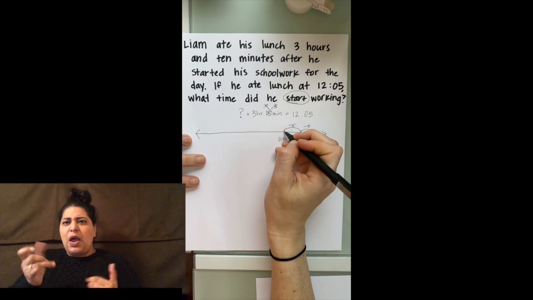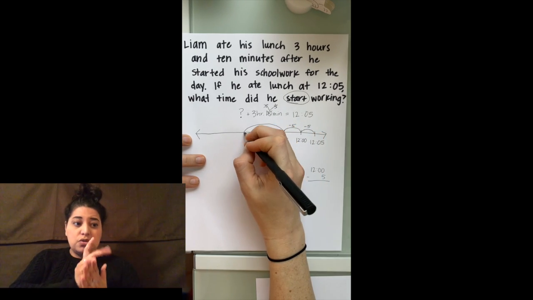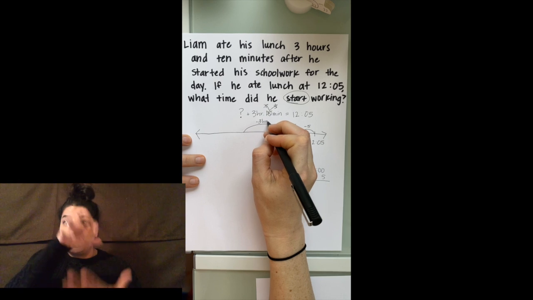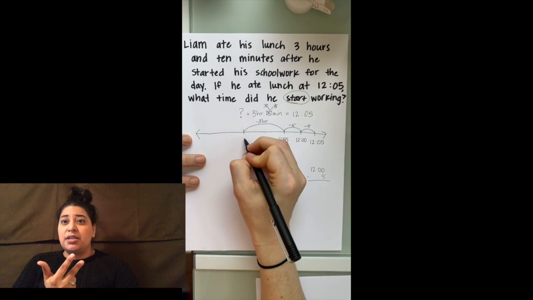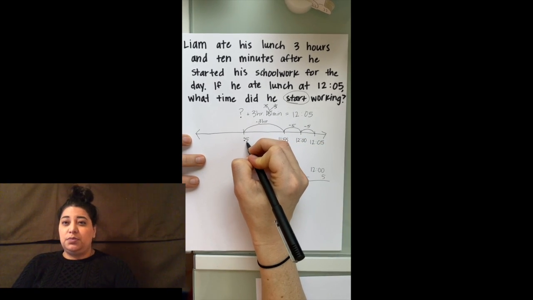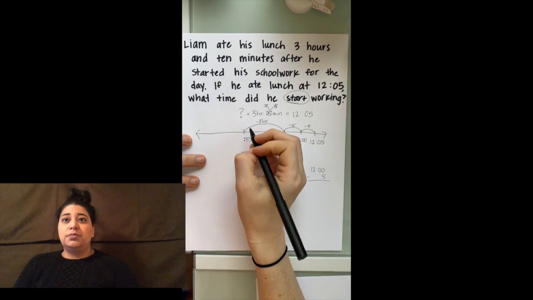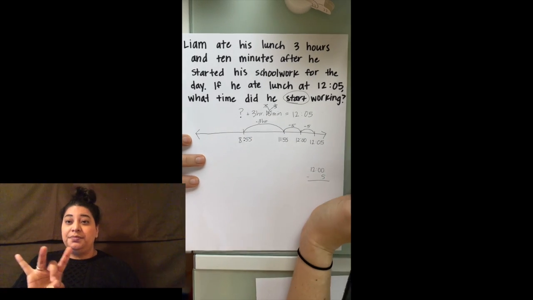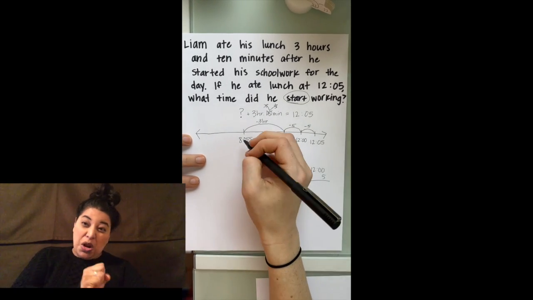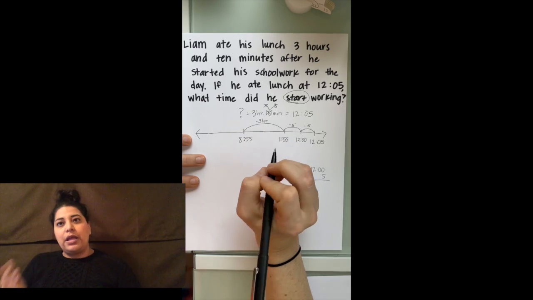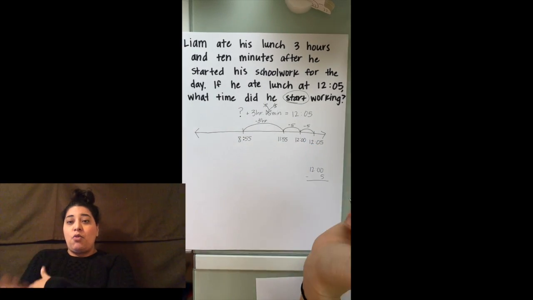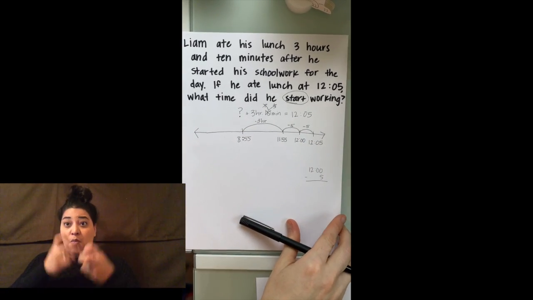Now all I have to do is take away 3 hours. I'm not going to touch my minutes because I already did all that work with my minutes. I'm just going to do 11 o'clock minus 3 hours. That would give me 8 o'clock. Liam started his math work at 8:55 a.m. this morning. Okay, and now I have one more problem for us.